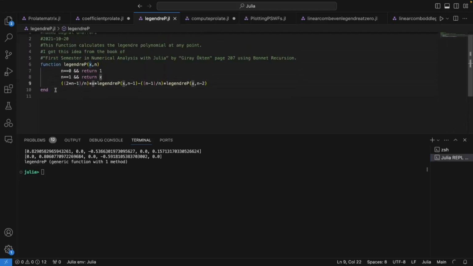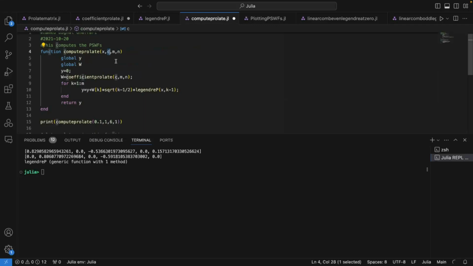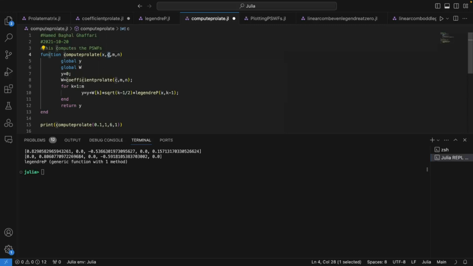Okay, I need to compile the function to be able to compute the Prolate functions. Now it is time to compute the Prolate functions. We see that the Prolate functions are defined on the line, so x shows the line. C is the constant parameter. M shows the size of the matrix, or it is the same as the truncation parameter: how many Legendre polynomials we want to use to compute the prolates.